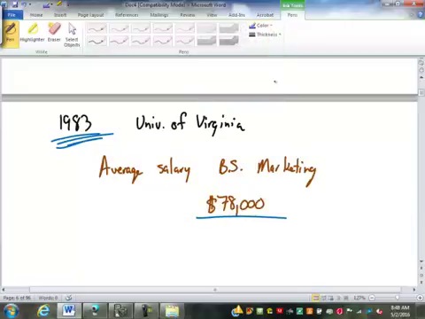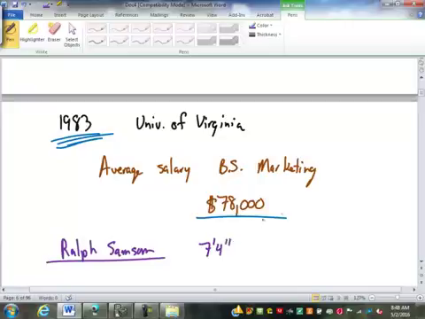In 1983, one of the students who graduated from University of Virginia with a degree in marketing was a man by the name of Ralph Sampson. Now, I don't know if anybody in here is a huge NBA fan or a huge basketball fan, but Mr. Sampson was 7'4", was 3-time NCAA Basketball Player of the Year, sophomore, junior, and senior years. Drafted number 1, first overall by the Houston Rockets.